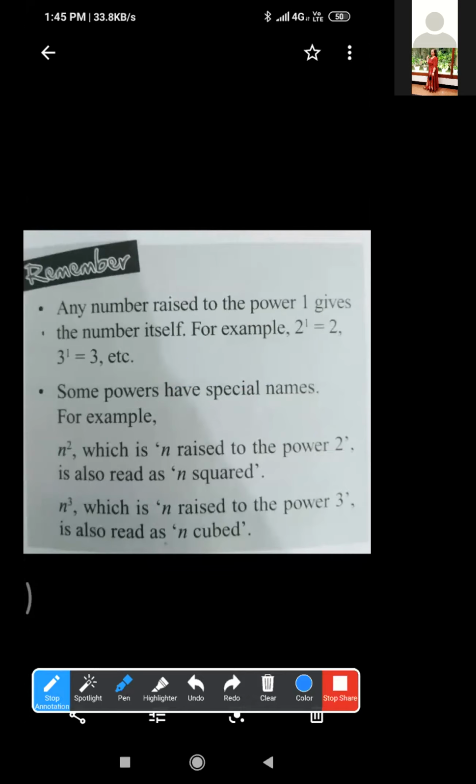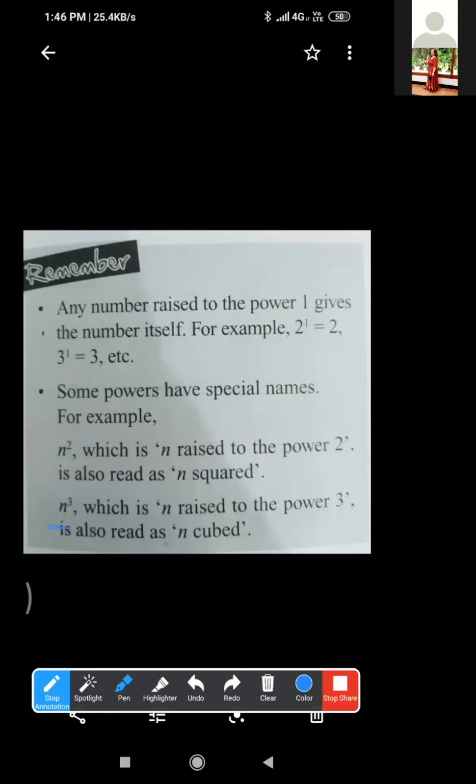For example, n raised to power 2 is also read as n squared. Means when we write 2 in the power or in the exponent, we call it square. And when we write 3 in the power, we call it cube. Earlier, we have done this in area and volume, right? In area we call that square, and for the volume we call it cube.